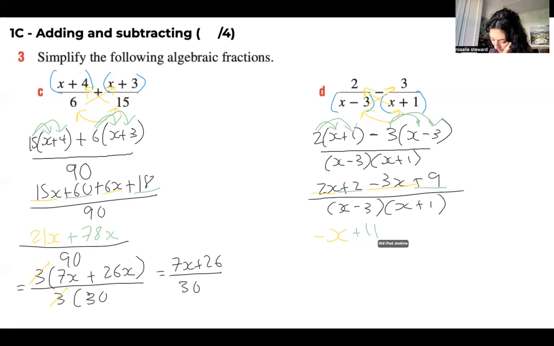And that is all over x minus 3, x plus 1, and just leave it like that. There's no need to go any further than that.